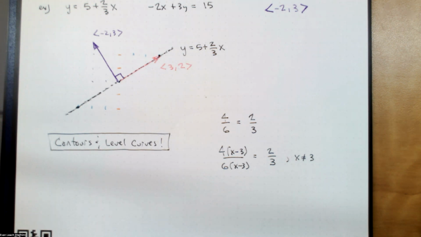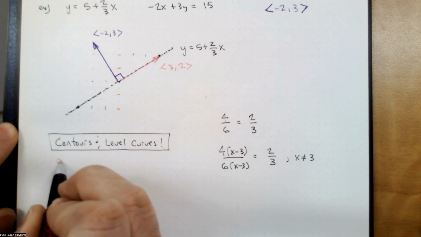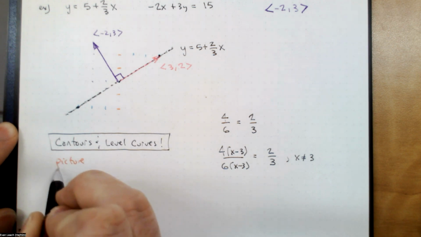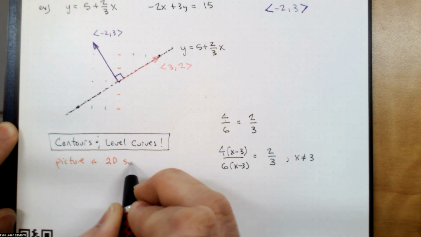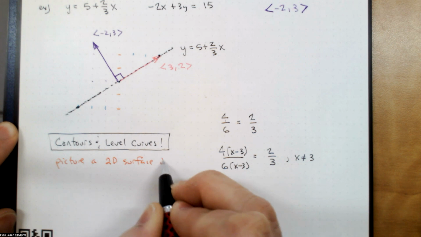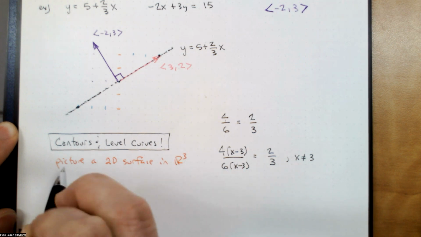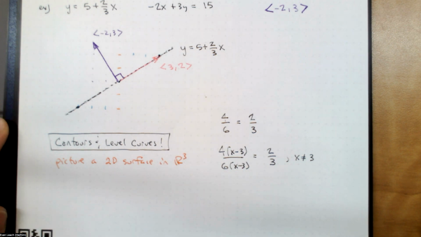So for contours and level curves, this is a way that we can picture a surface with a two-dimensional representation. We want to be able to picture a two-dimensional surface in R3 on a plate.